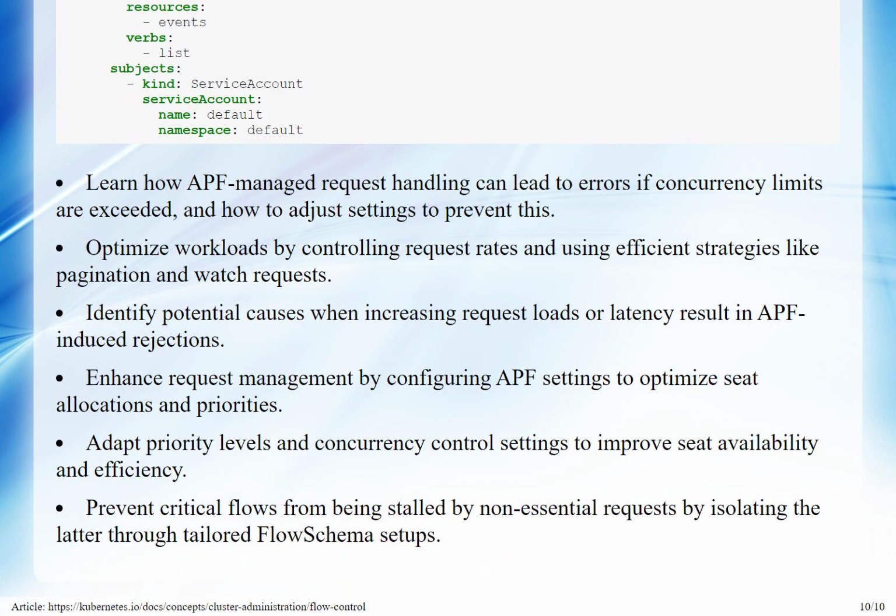6. Isolating non-essential requests. Request segregation. Isolate costly or non-essential requests via specific configurations, preventing them from affecting other flows. Flow schema configuration. Map particular requests to low-seat flow schemas. Example provided for isolating list event requests.